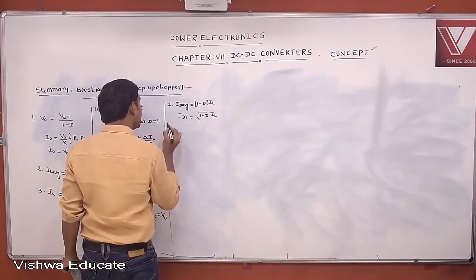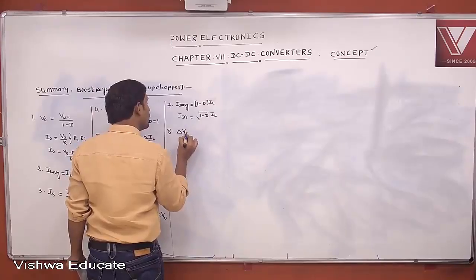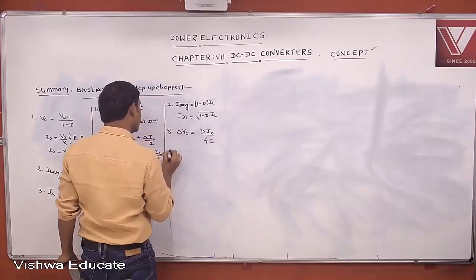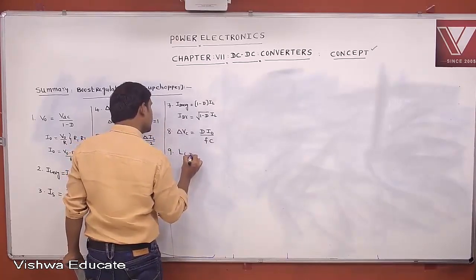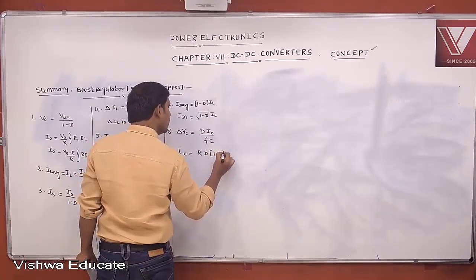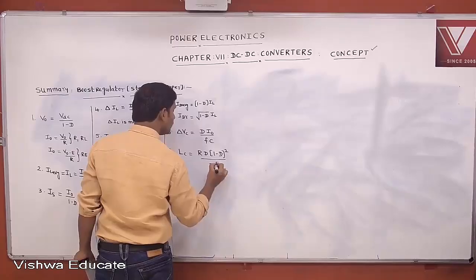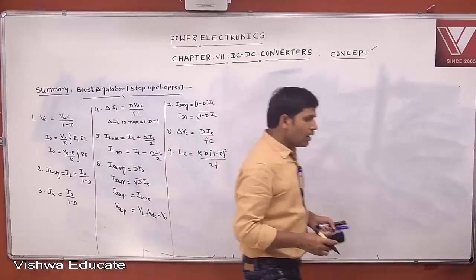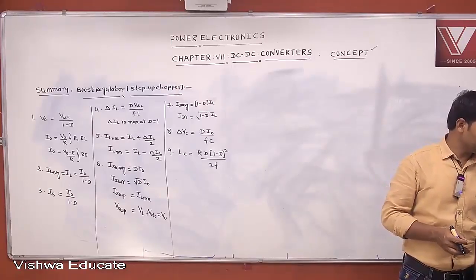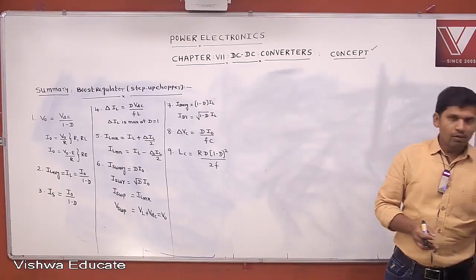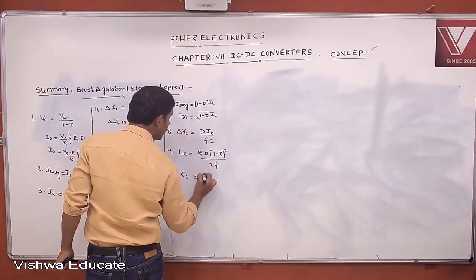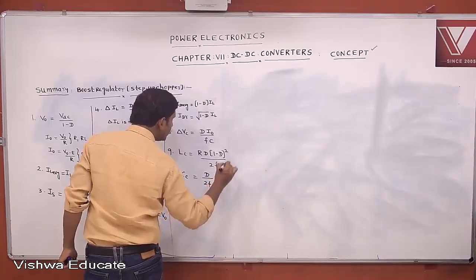Then eighth one. What is the peak to peak capacitor ripple voltage? D I naught by Fc. Ninth one. What is the critical inductance? R into D into 1 minus D whole square by 2F. This formula I derived now. What is the critical capacitance? Cc equal to D by 2FR. Okay.